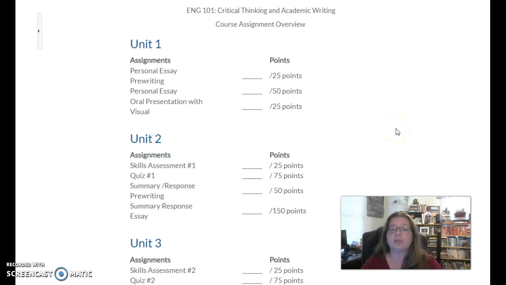Unit 1 includes a personal essay and a pre-writing activity. All of the written assignments you'll do this semester include pre-writing because part of what you're learning in ENG 101 is the writing process and how to start with a draft, revise that draft, and then submit a final paper. So you'll do the personal essay, the pre-writing, and there is an oral presentation in Unit 1 where you have to record a video and upload it into the course to share it with your peers.